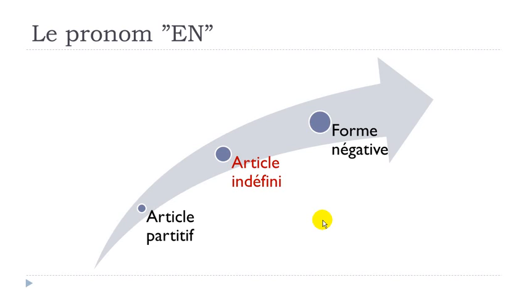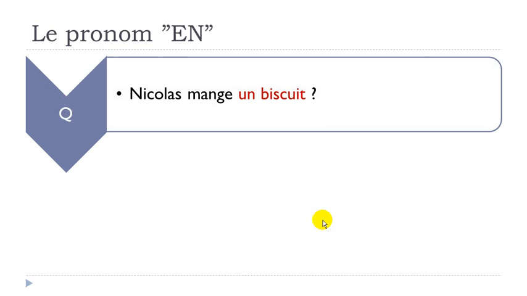Second structure, if you want to use le pronom en instead of an article indéfini. So let's see how it goes. In that case, you've got a question. Nicolas mange un biscuit. So it's quite interesting because of the difference with what we had previously with this partitif, some: when you use this partitive form, you don't really give any information regarding the quantity. In that case, you use un, so that's clear, it's only one. Okay? Nicolas mange un biscuit.